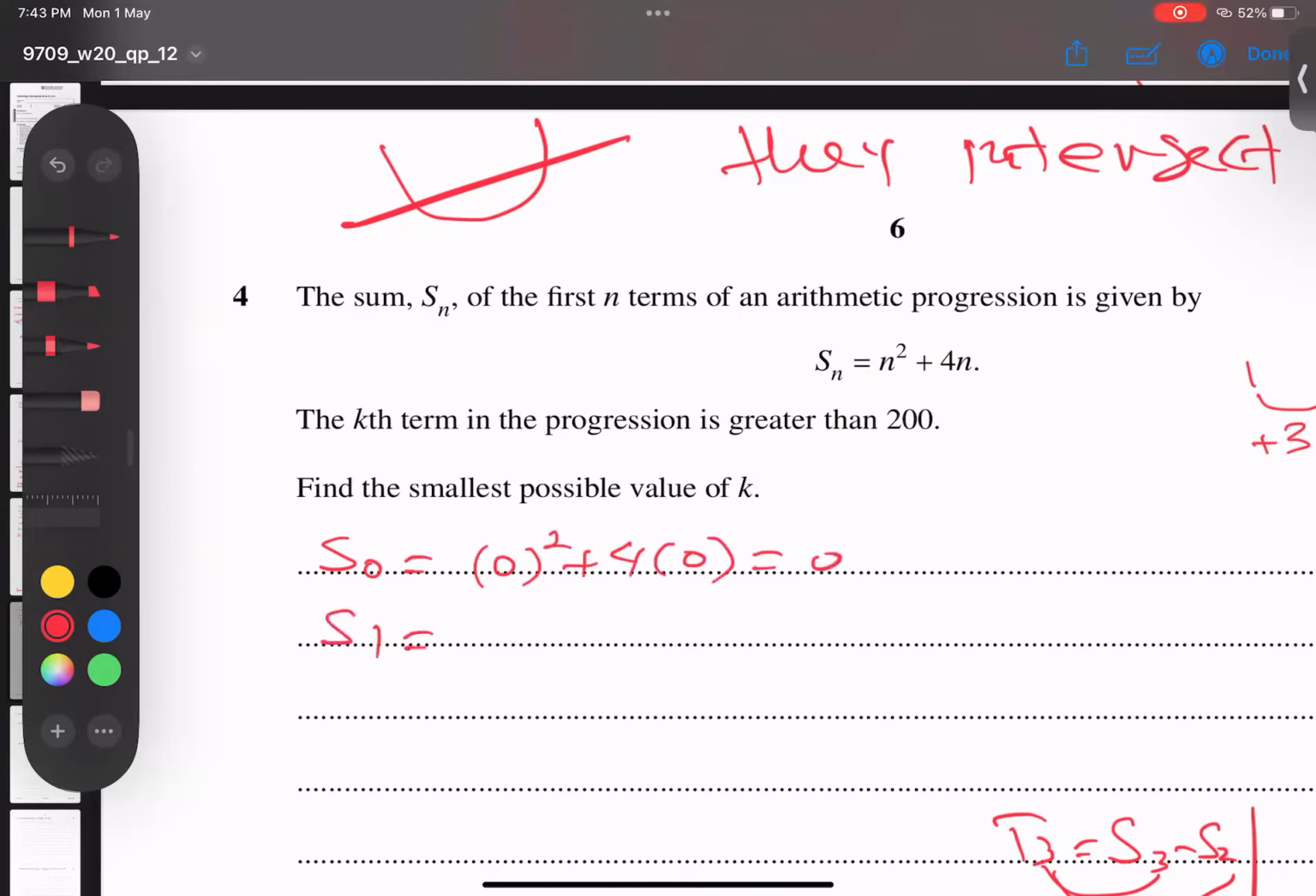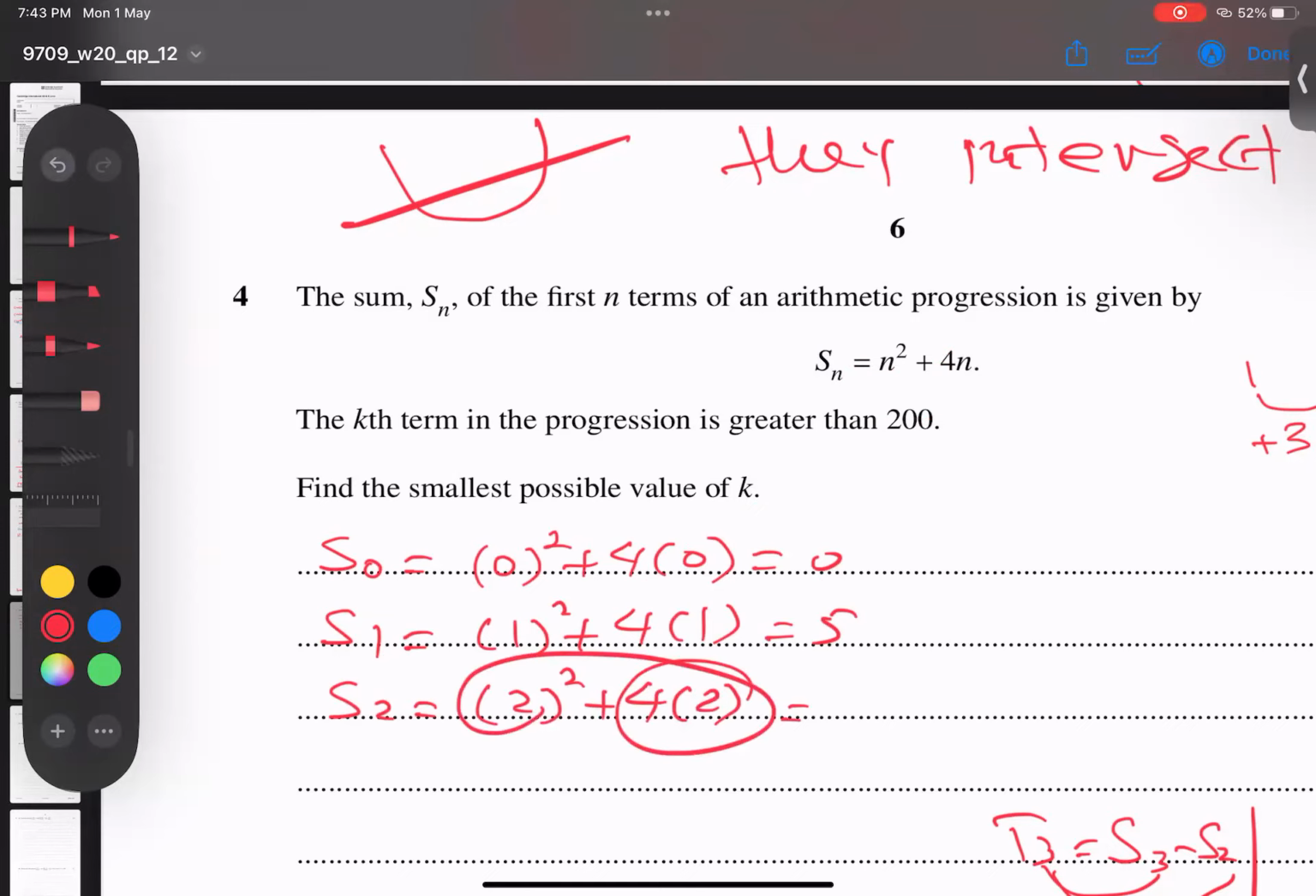Okay, what is S1? Put 1. I'm getting 1 square plus 4 times 1. I get 5. What is S2, students? Put 2. So I got 2 square and 4 times 2. And I got 8. 8 plus 4 becomes 12.